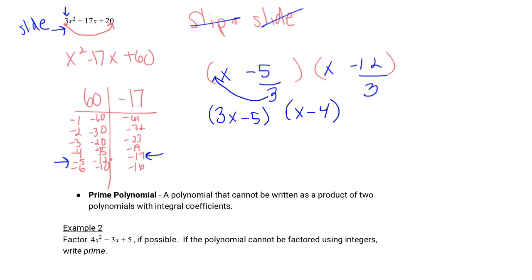Let's multiply them together just to double check. We've got 3x squared minus 12x minus 5x plus 20. And we combine like terms. It is exactly what we started with. So slip and slide method, factor by grouping, they both get you to the same destination, just depends on which one makes more sense to you.